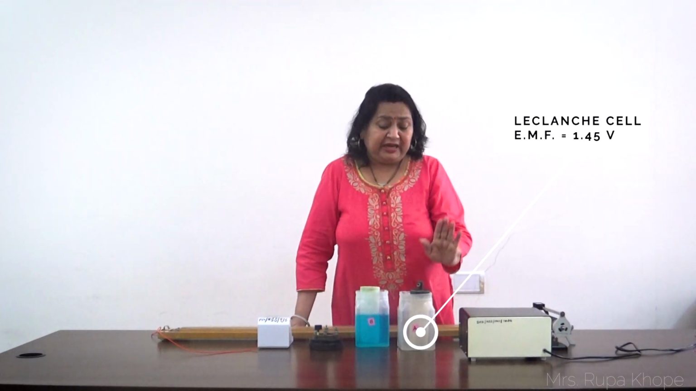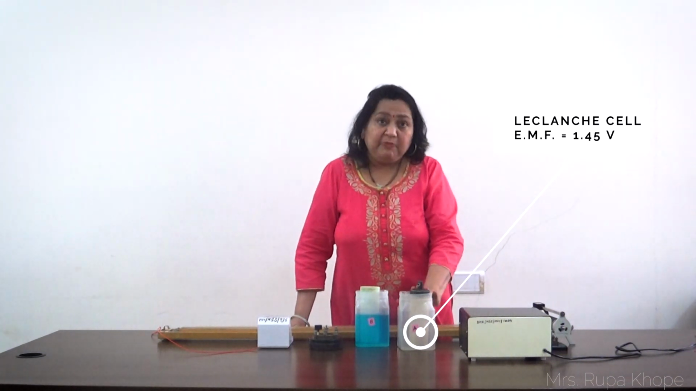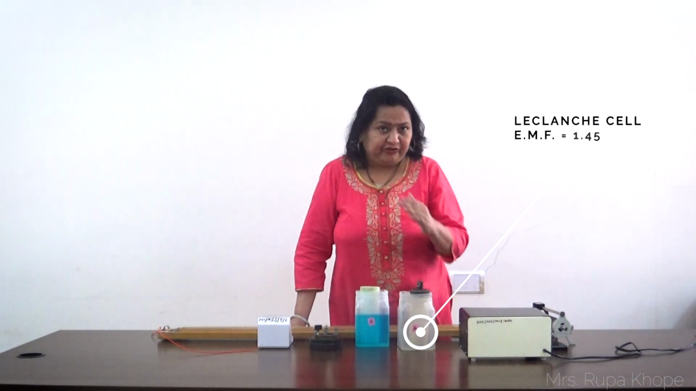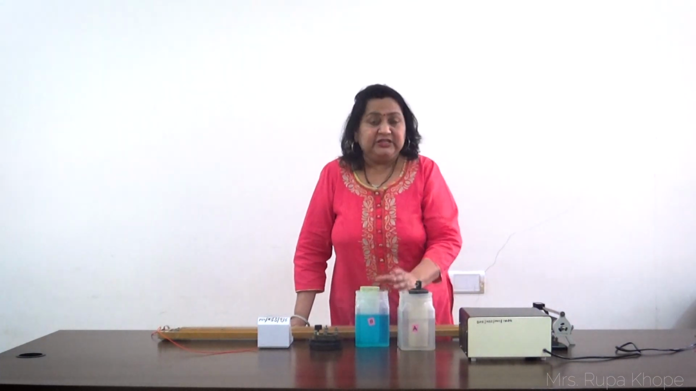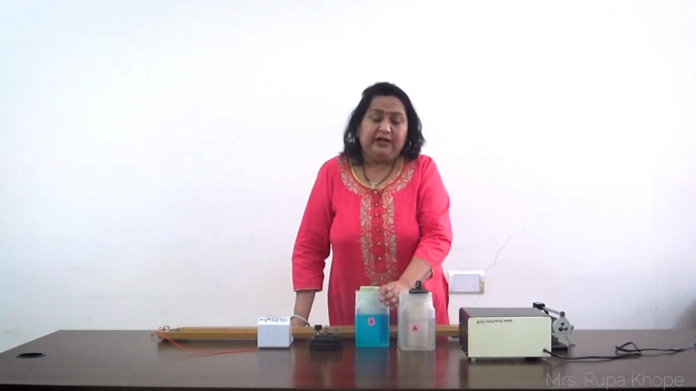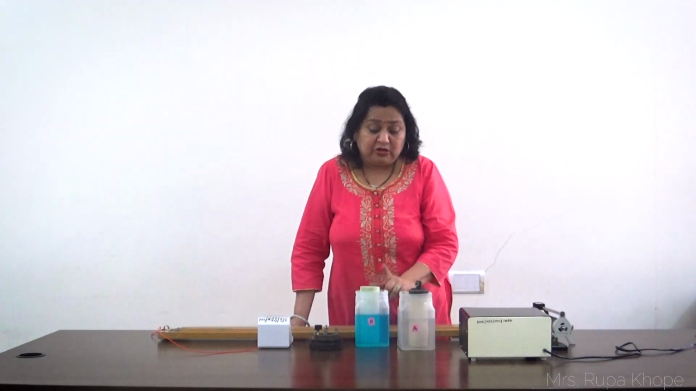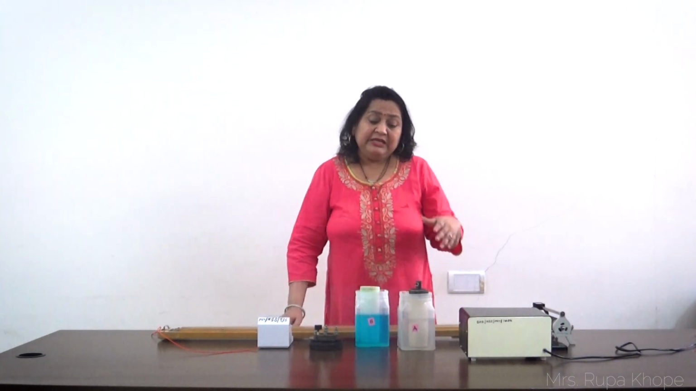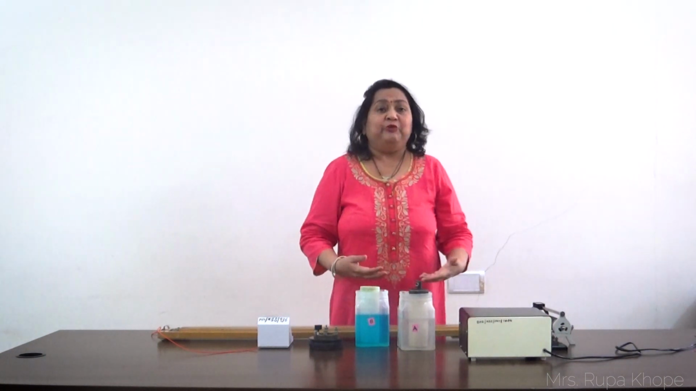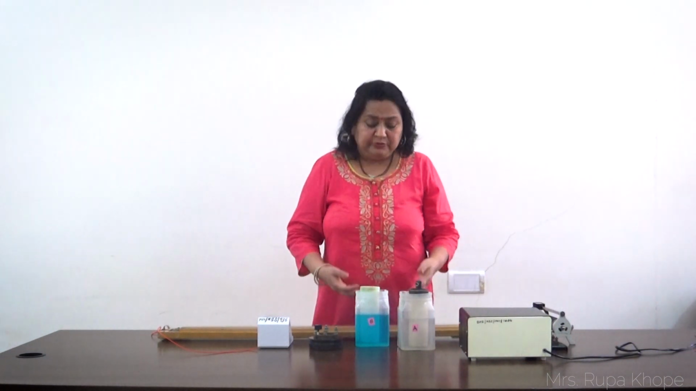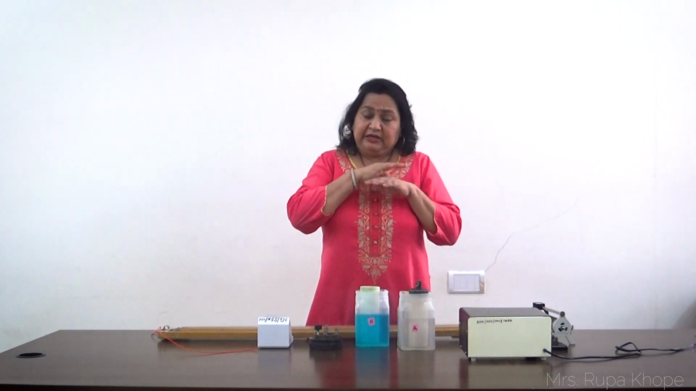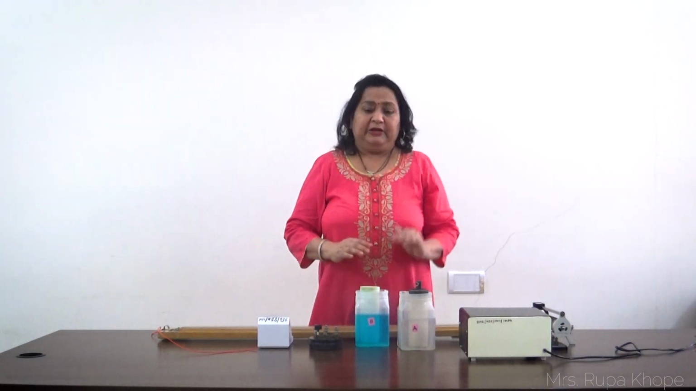Leclanché cell, when you make it fresh, its EMF is 1.45 volts, in that range, whereas for Daniell cell it is in the range of 1 to 1.1 volt. Leclanché cell gives a little larger current, 250 milliamp, whereas Daniell cell gives the current in the range of 100 milliamp for the fresh cell. But then why are we using this? Because the Leclanché cell's voltage drains out soon after little use, whereas the Daniell cell gives consistent current for a longer period of time.